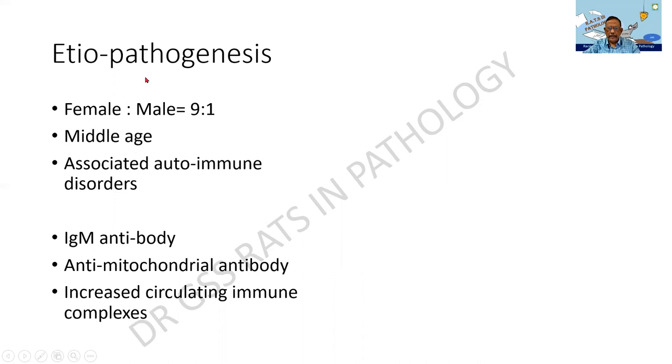Coming to the etiopathogenesis, it is mainly a female disorder. You people will tell me why. Female-male ratio is 9:1. A disorder in the middle age, and it is associated with other autoimmune disorders. That is why the female predilection is there. The antibodies are the IgM antibody, anti-mitochondrial antibody, and there can also be circulating immune complexes.